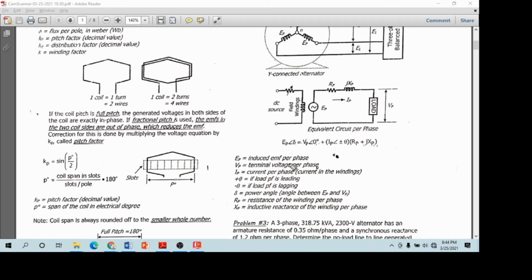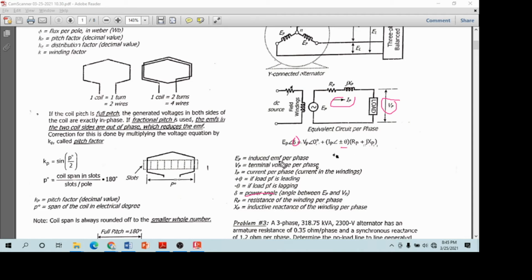EP at an angle of, okay, this is considered as the power angle, is equal to VP at an angle of 0. So this is our reference angle, plus IP. Okay, so this is IP. It might be lagging or leading, no?